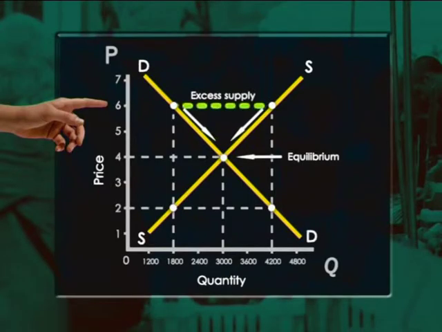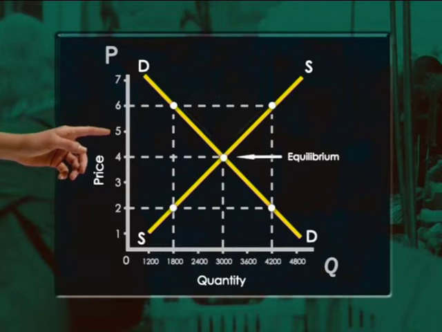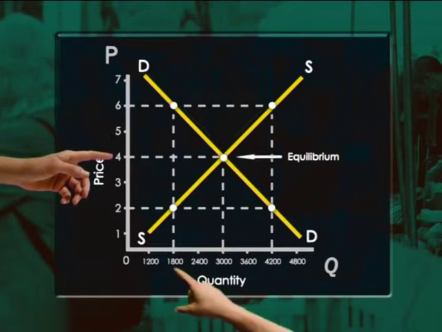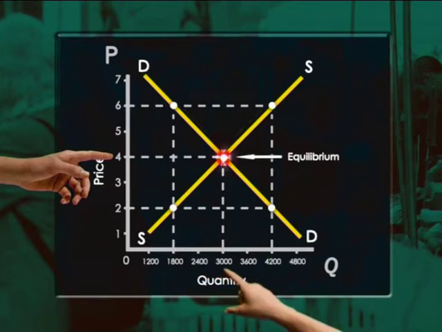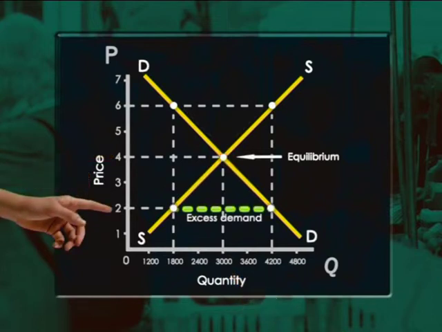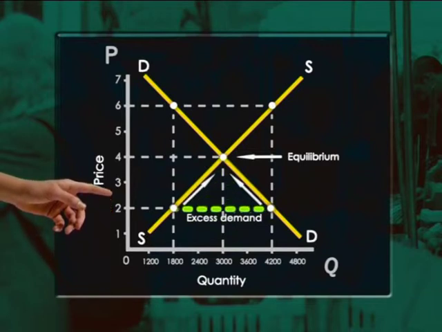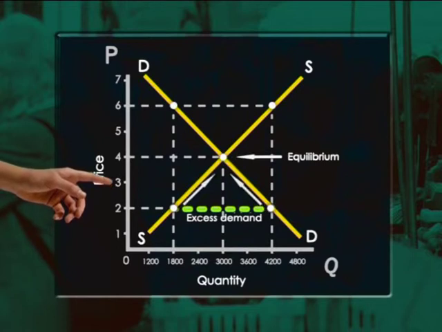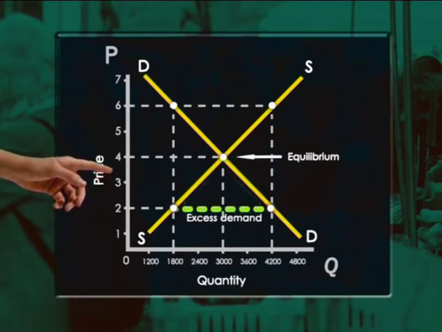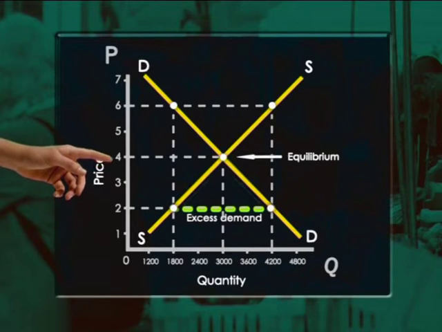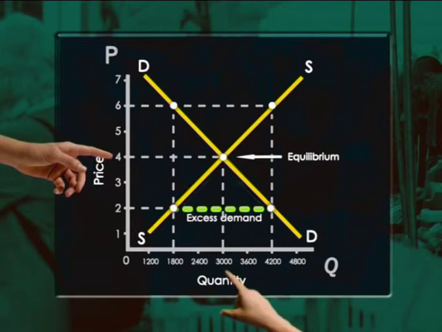At a price of R6, an excess supply exists. And this excess supply causes downward pressure on the price. And as the price declines, the quantity demanded increases and the quantity supplied decreases. This process continues until equilibrium is reached. At a price of R2, an excess demand exists. Now this excess demand causes upward pressure on the price. And as the price increases, the quantity demanded decreases and the quantity supplied increases. This process continues until equilibrium is reached.